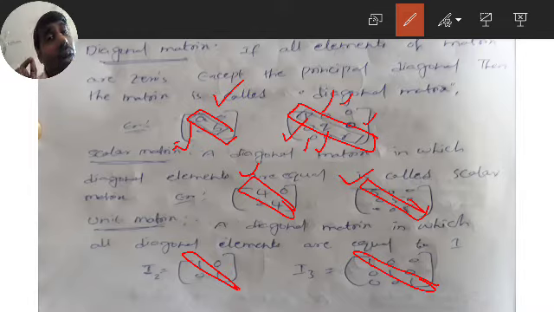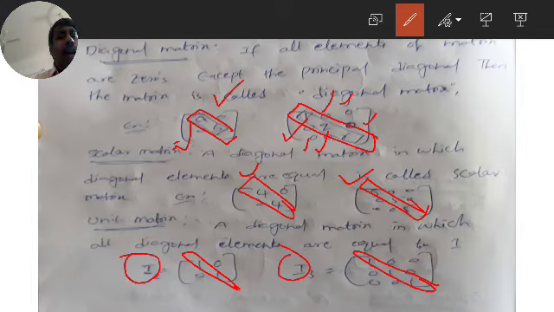What is the scalar matrix? In a diagonal matrix, if diagonal elements are equal, here it is 4 and here it is 5. If diagonal elements are equal, then we call it a scalar matrix. In a square matrix, in a diagonal matrix, if diagonal elements are equal to 1, we call it a unit matrix or identity matrix, denoted by capital I.